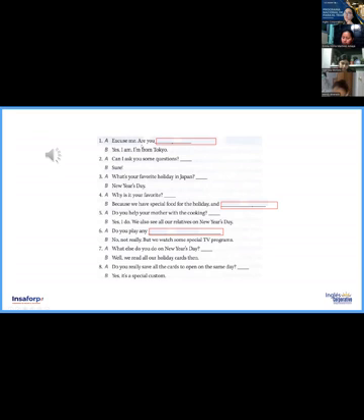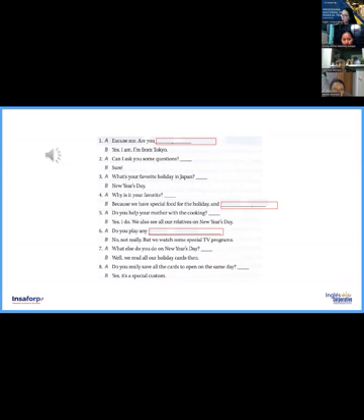One. Excuse me, are you from Japan? Yes, I am. I'm from Tokyo. Two. Can I ask you some questions? Sure. Three. What's your favorite holiday in Japan? New Year's Day. Four. Why is it your favorite? Because we have special food for the holiday, and we relax all day. Five. Do you help your mother with the cooking? Yes, I do. We also see all our relatives on New Year's Day.